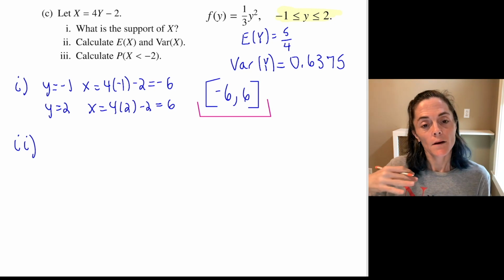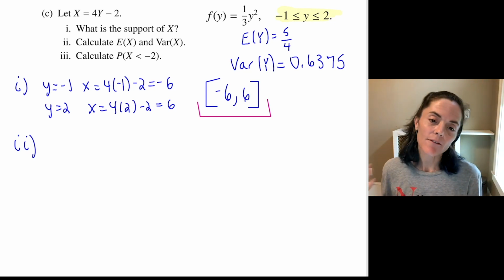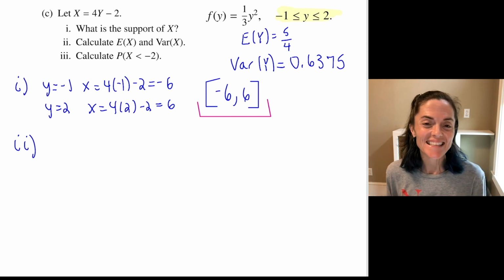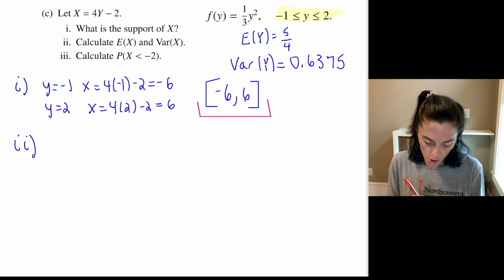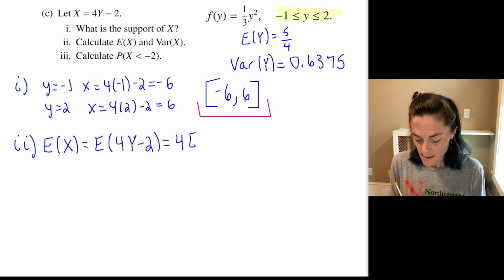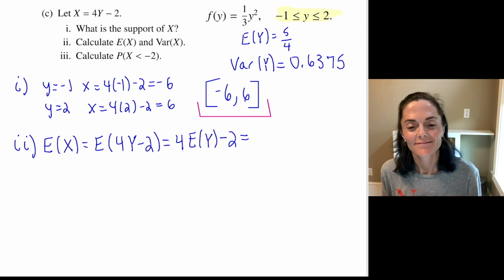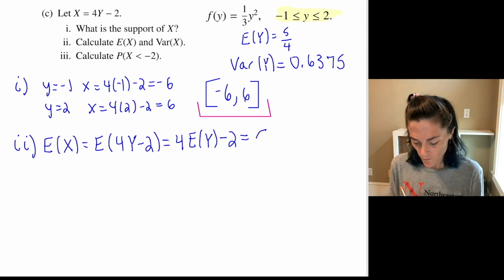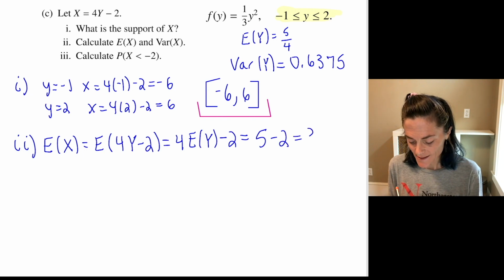In the fourth lesson of this module, we have formulas for expected value and variance when you have a linear transformation of a random variable. So the expected value of x, well, x is 4y minus 2. This will be 4 times the expected value of y minus 2. Well, we have 4 times 5/4, so we have 5 minus 2. The answer is 3.